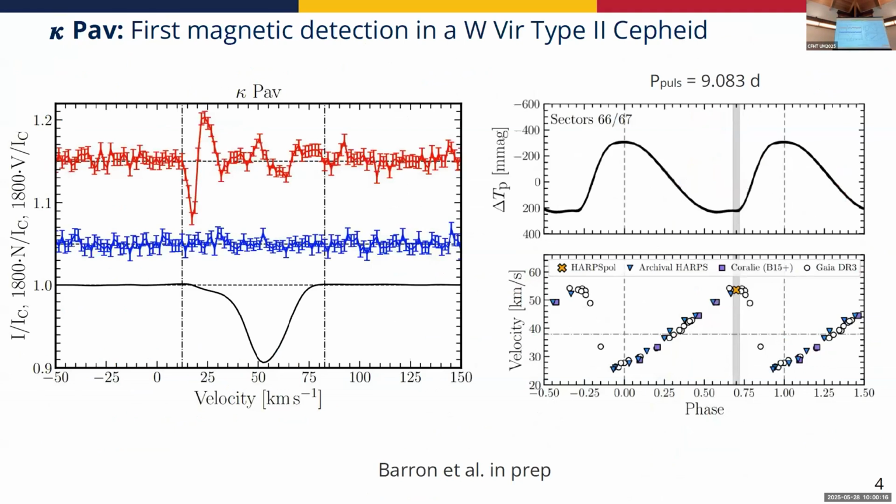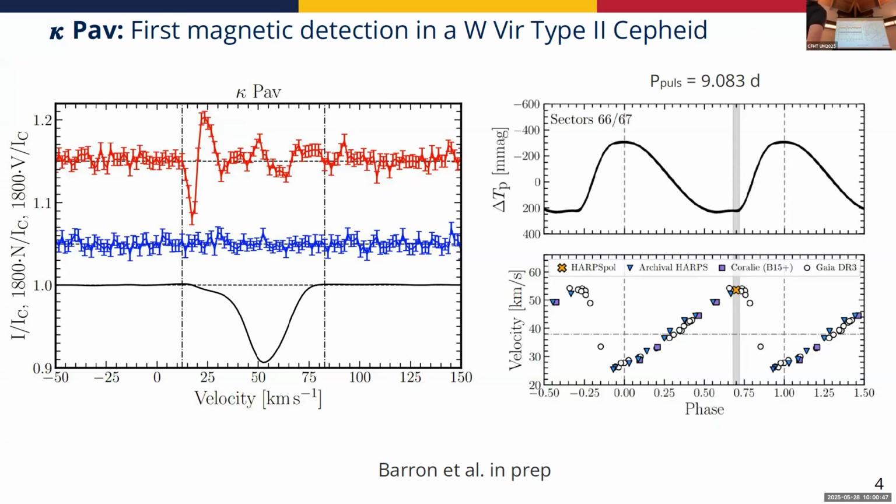To finish, I'm just going to show you two interesting cases. This is a magnetic detection we have in this type 2 W Virginis Cepheid, Kappa Pav. This is a little bit of a different object. It's about 0.6, 0.7 solar masses. You can see this blue shifted profile here with this amplification in the Stokes-B profile. We think this is related to the phase where we've observed the atmosphere of the star collapsing while the lower atmosphere is increasing, and we have a shock magnification in the profile.